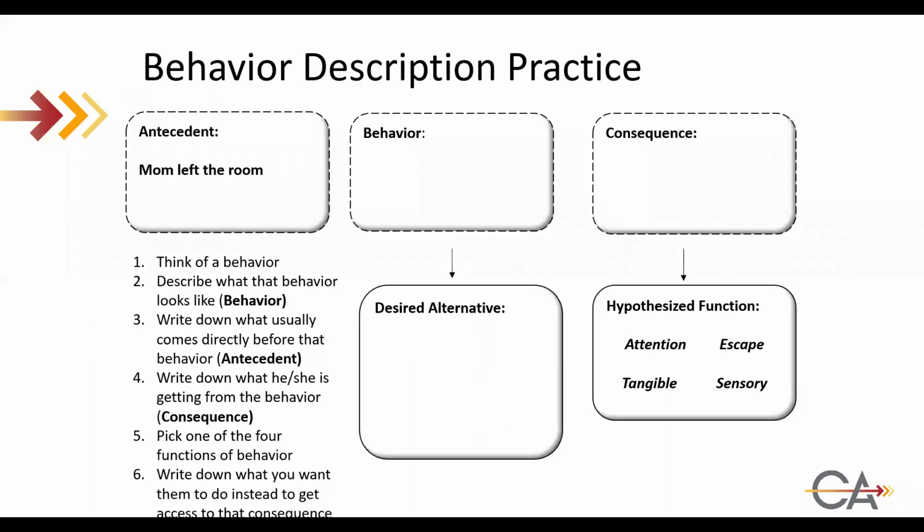The antecedent was mom left the room. That's triggering our behavior, or triggering the access to our behavior, that this behavior is available to work. So when mom came back, Cam told mom he brushed his teeth, or he lied to her. The consequence was Cam escaped, or did not have to brush his teeth. So we can hypothesize, or guess, that the function of that lying behavior is escape.